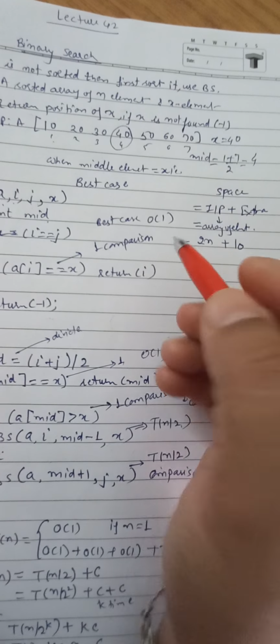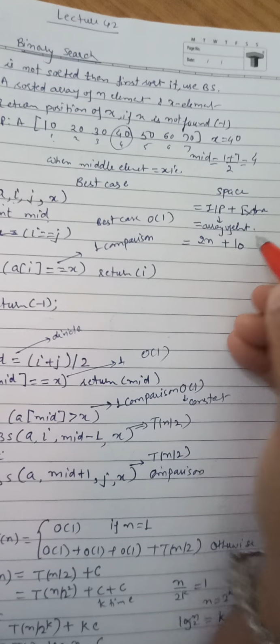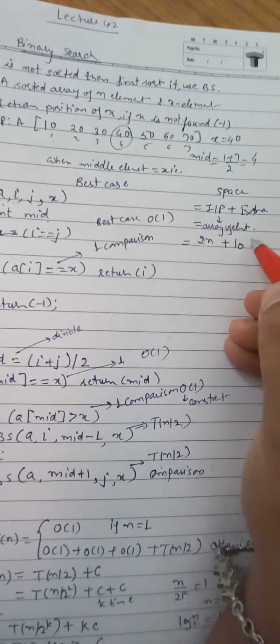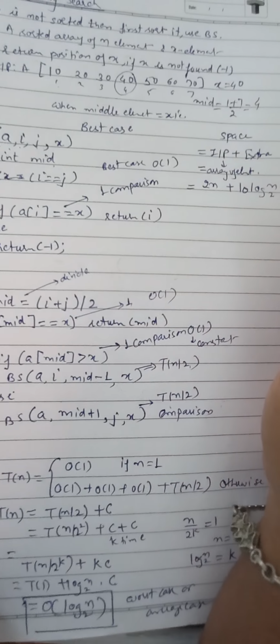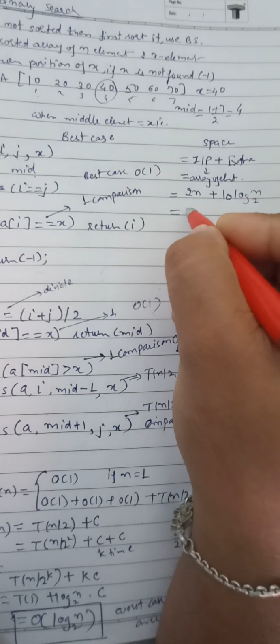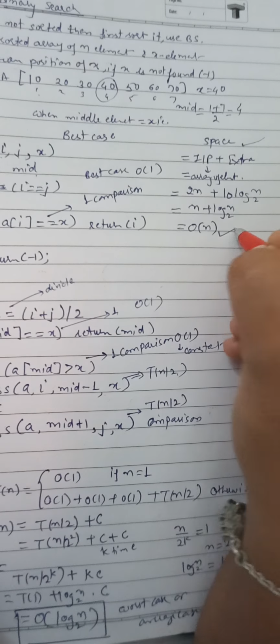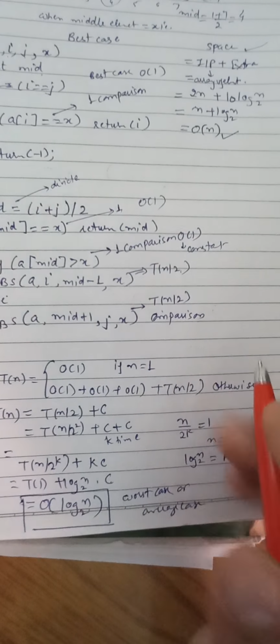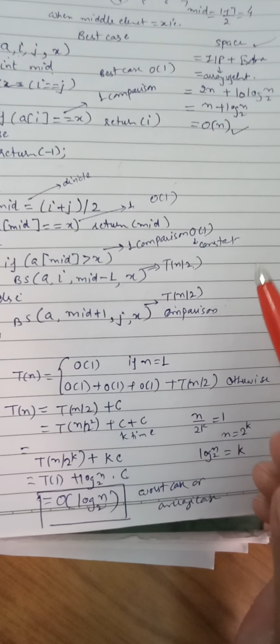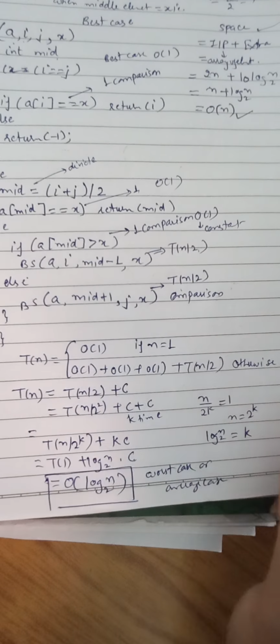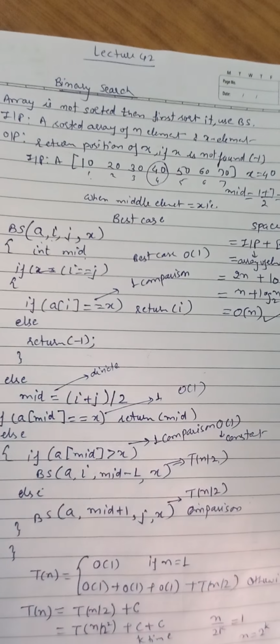Or we can simply say log n base 2, as we have seen from here, for the recursion stack. So we can simply say it will be n plus log n base 2, so it will be order of log n. So space complexity will be order of log n, and time complexity, in the best case, will be order of 1, otherwise it will be order of log n base 2. So this is called binary search.